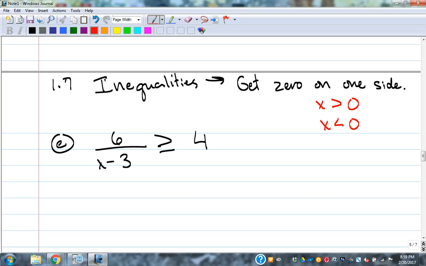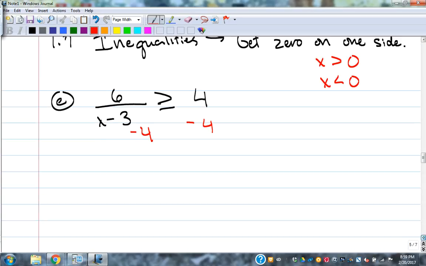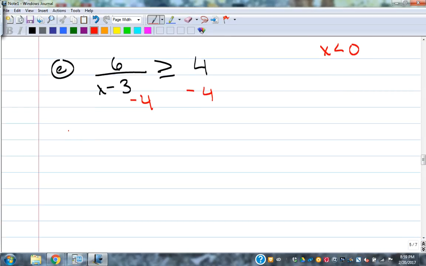So getting a 0 on one side at the beginning is what you want to do with inequalities. Not with equations. We don't need to. It's easier with equations. Inequalities, get a 0 on one side first. Okay, so for this one, I would subtract 4. That's the first thing that I would do. So I'd have 6 over x minus 3 minus 4 is greater than or equal to 0.